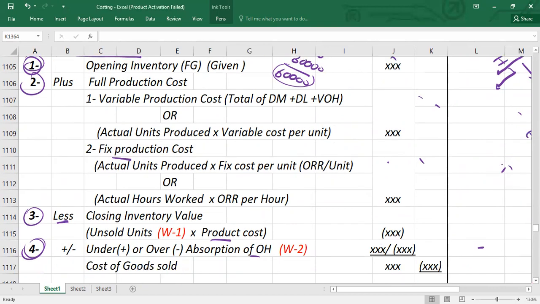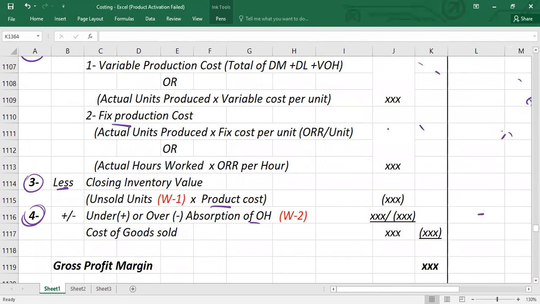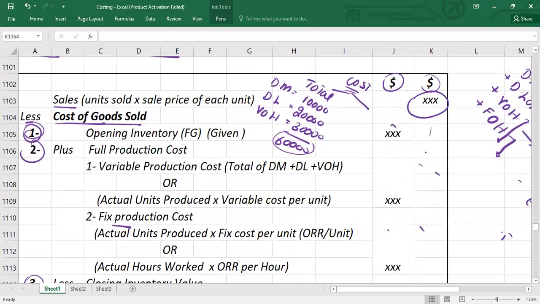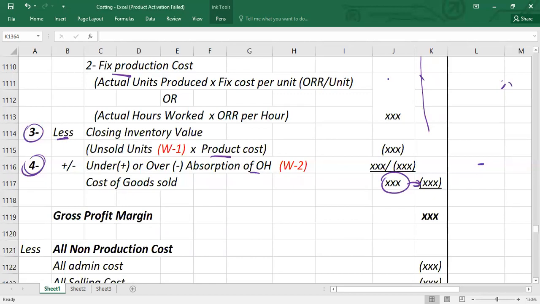So what are you going to do? This cost of goods sold, you will take it to the final column, and on the top we already have the value of sale. If from the sale you subtract cost of goods sold, you will get gross profit. This is called your gross profit.